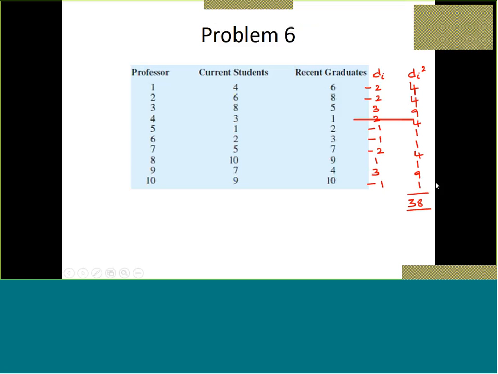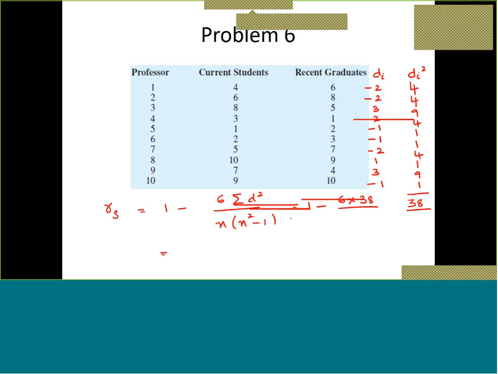So what is the rank correlation coefficient? rs is 1 minus 6 sigma d square by n into n square minus 1. That is 1 minus 6 into 38 by, what is the number of observations? Yes, 10. So 10 into 10 square minus 1.